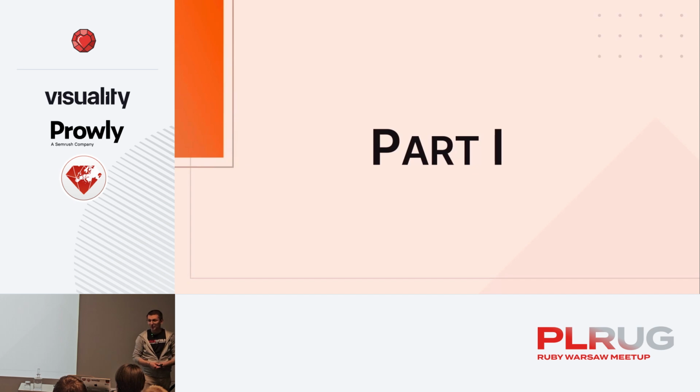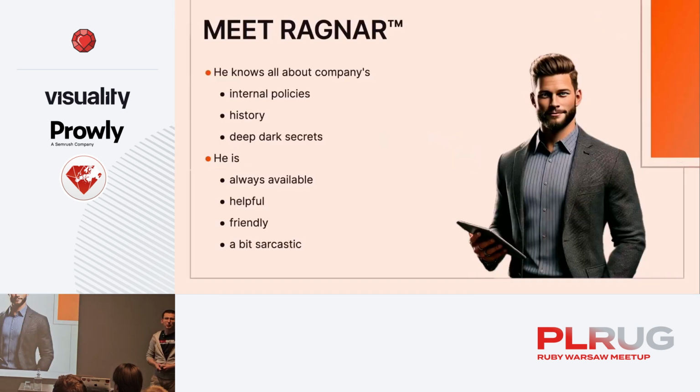All right, part one. We need a product because otherwise it's not really worth it, right? Just talking about theory without building a product is kind of pointless. So meet Ragnar. He's the assistant for your company information, providing you internal policies, history, and deep dark secrets. Well, of course, he's always available as any LLM, but he's a bit sarcastic at times. So, well, it might be fun to use.